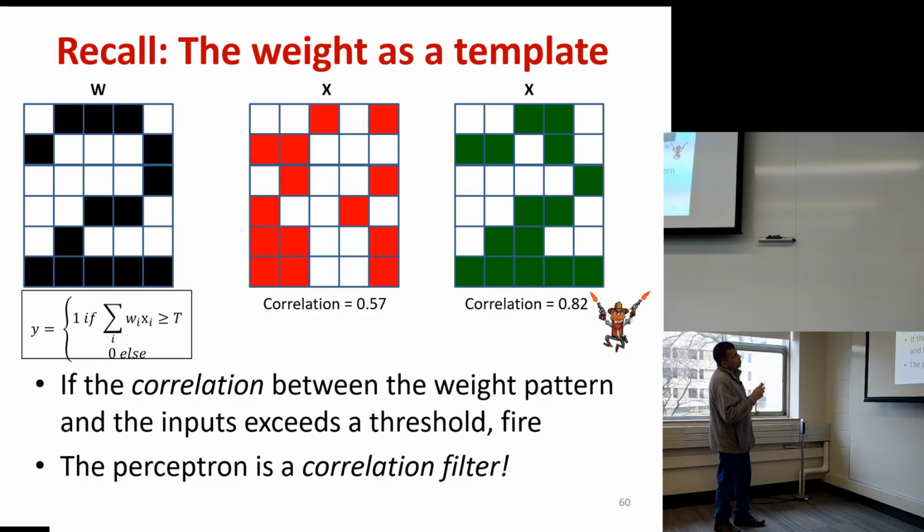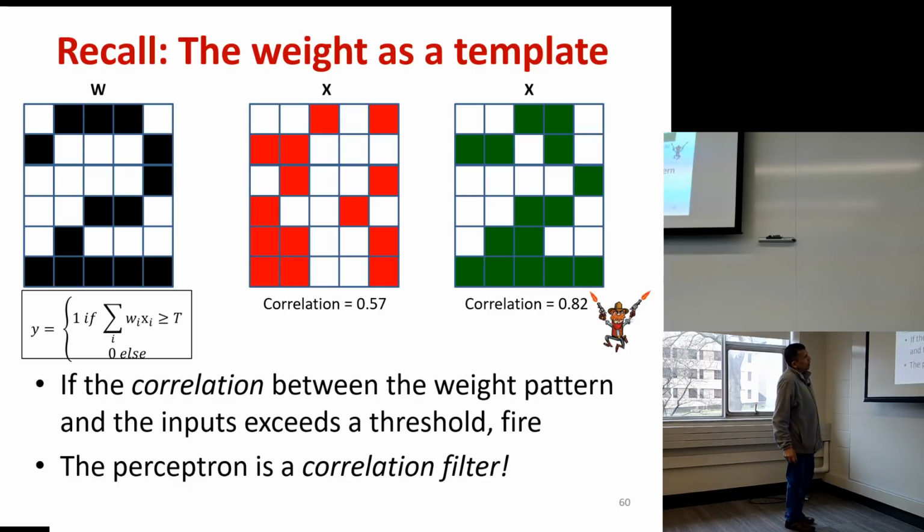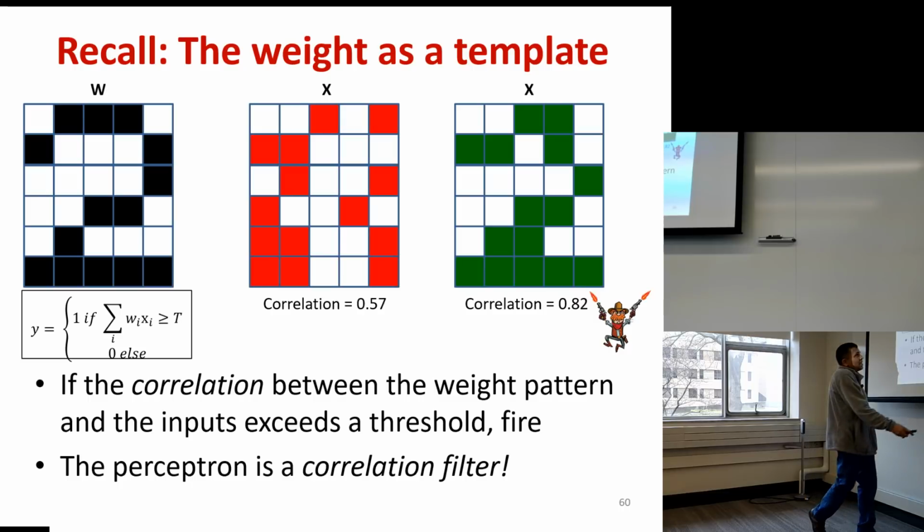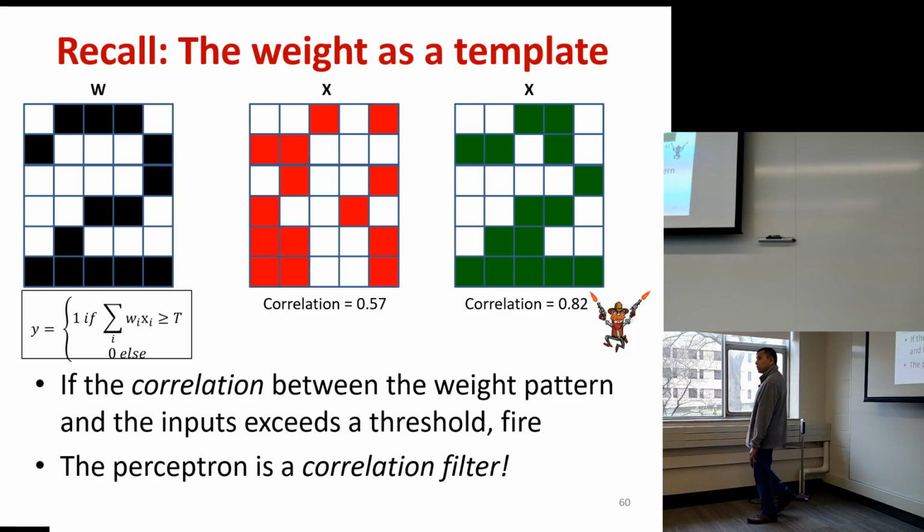Now, let's say the weights can be arranged in this pattern which looks like the number 2. Then a perceptron is going to fire if the correlation between the input presented at the perceptron and the weights exceeds a threshold. So if the input was something like this, the correlation would be 0.57, it wouldn't fire. If the input was something like the figure to the right, which looks a lot more like a 2, the correlation is much higher. That's 0.82, and then the neuron will fire. So the perceptron is a correlation filter. We've already seen this, right?